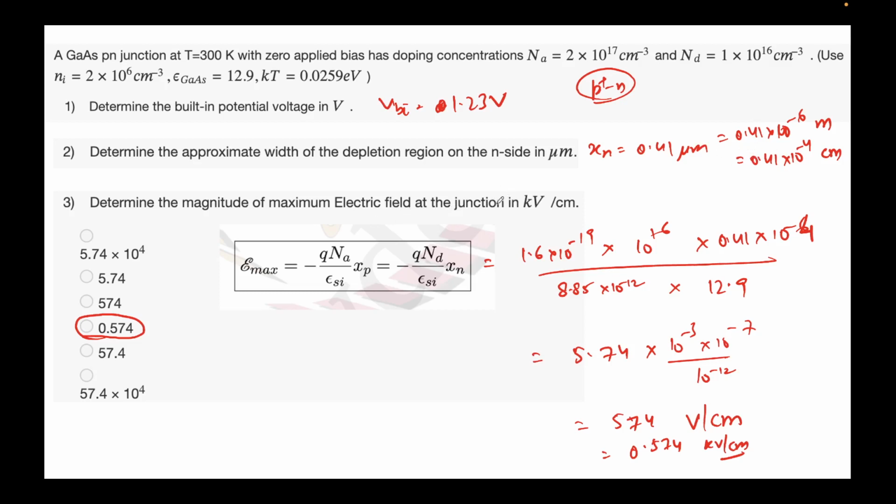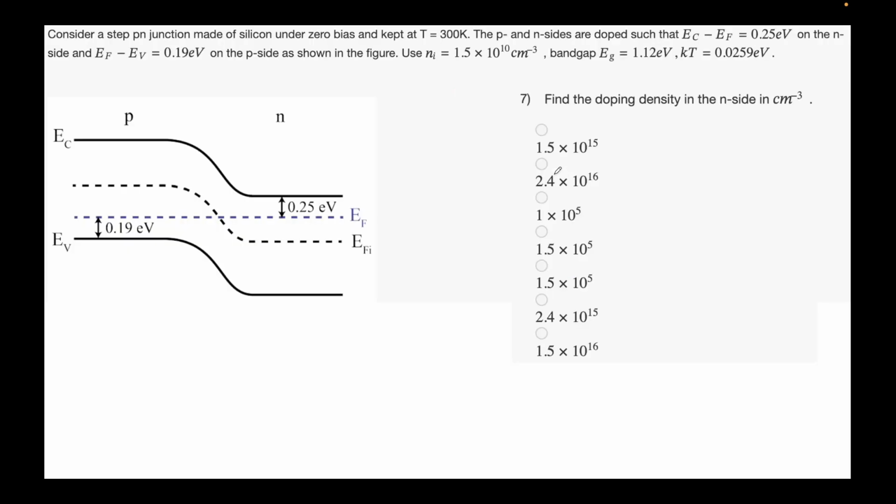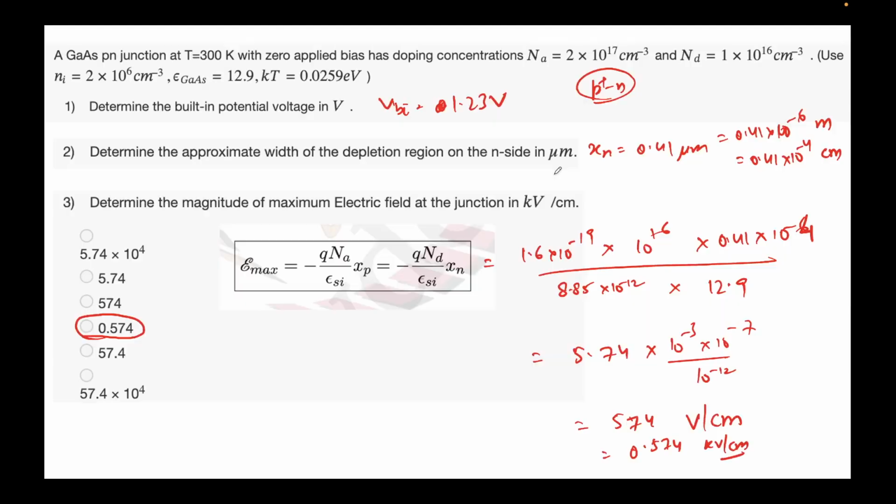And finally, the peak electric field, this is an important parameter, and as I told you, it will come maybe in the next session when we talk about the breakdown characteristics, avalanche breakdown and all those things. All right, so I'll pause here.